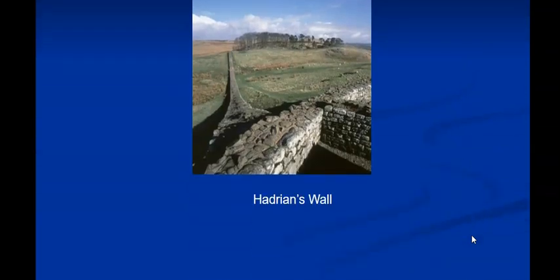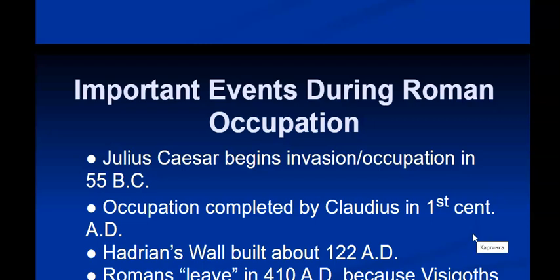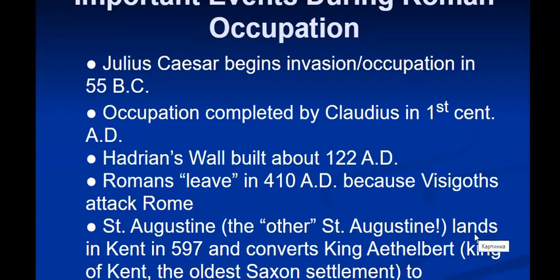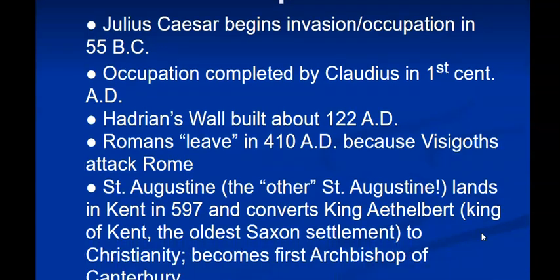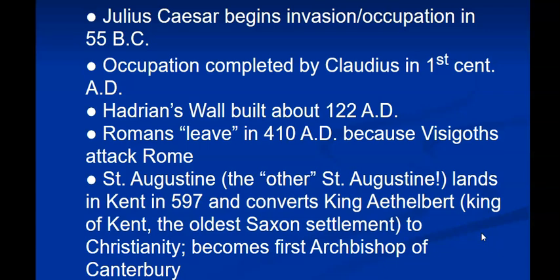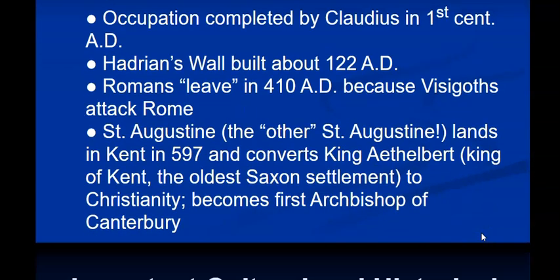Roman occupation, Hadrian's Wall. So, important events during the Roman occupation. Julius Caesar began the invasion in 55 BC. The occupation was completed by Claudius in the 1st century AD. Hadrian's Wall was built about 122 AD. The Romans left in 410 AD because the Visigoths attacked Rome. St. Augustine, the other St. Augustine, lands in Kent in 597, and converts King Eadbald, King of Kent, the oldest Saxon settlement, to Christianity, and becomes the first Archbishop of Canterbury.